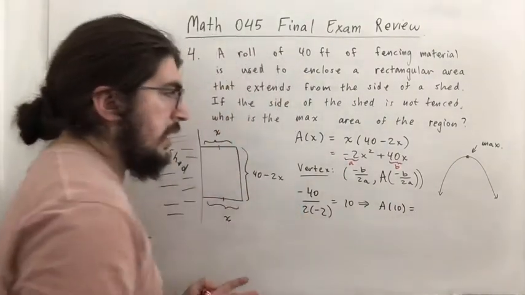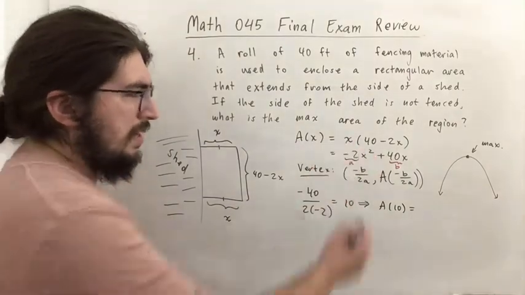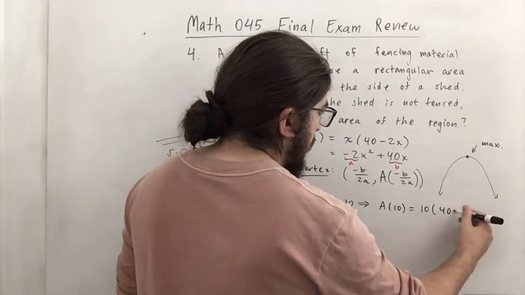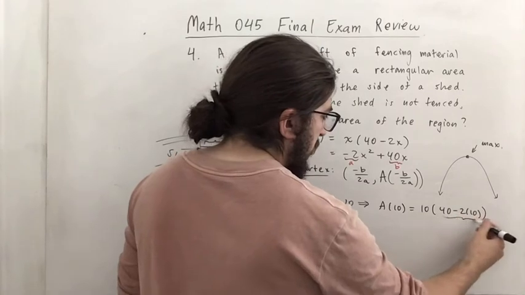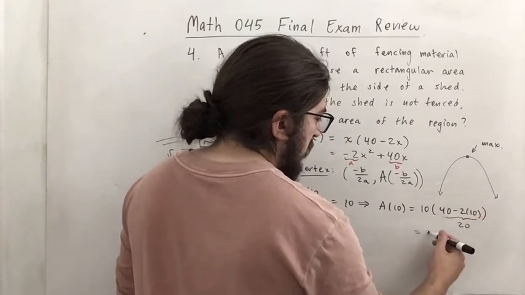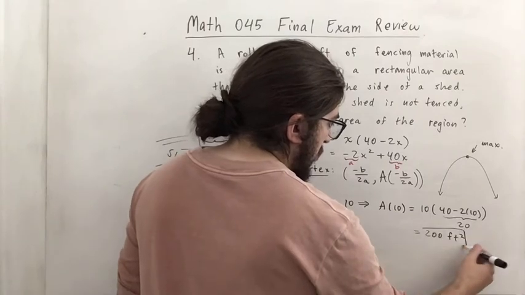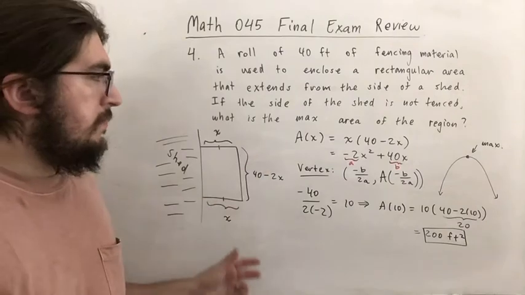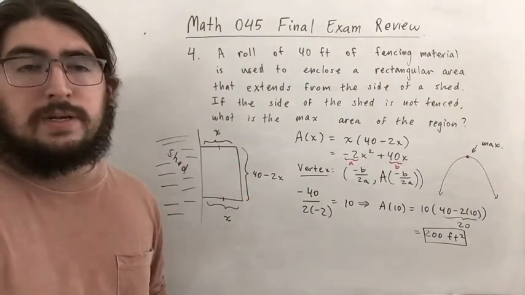Well, there's a few ways to calculate it, but we have two versions of A. So we can plug it back into this one, but I think the factored version is a little easier to evaluate. So we get 10 times 40 minus 2 times 10. 2 times 10, of course, is 20. 40 minus 20 is just 20. So in total, we get 200, and that's going to be in feet squared, or square feet. That's, of course, because x is in feet. I know that because it's 40 feet, so that was the only unit we had. Awesome. So that was number 4.